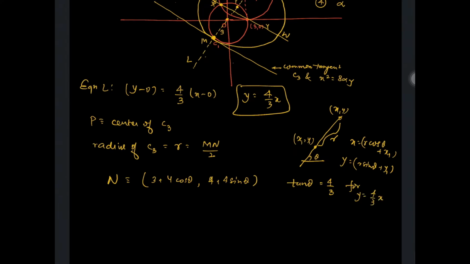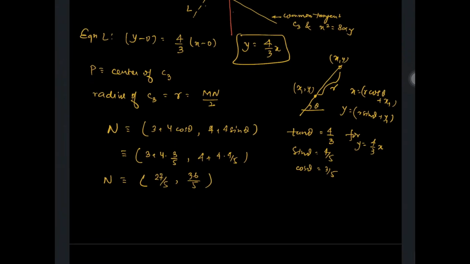Okay, so sin theta is 4 by 5, cos theta is 3 by 5. So the coordinate of N can be written as 4 into 3 by 5, 4 plus 4 into 4 by 5. So the coordinate is 27 by 5 and 36 by 5.